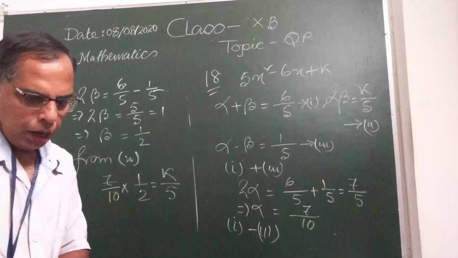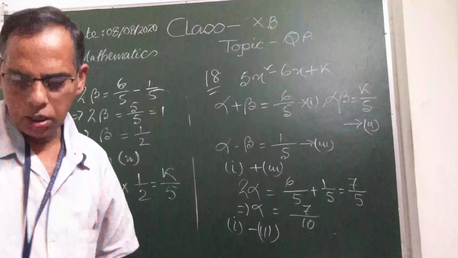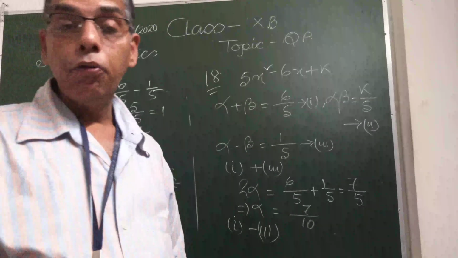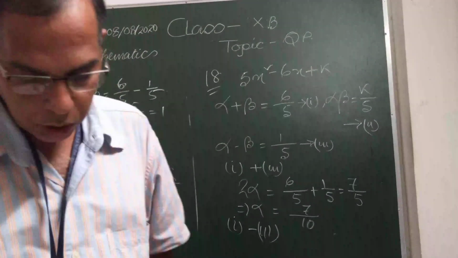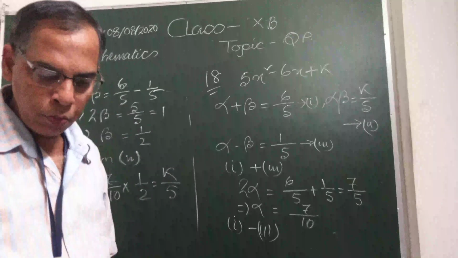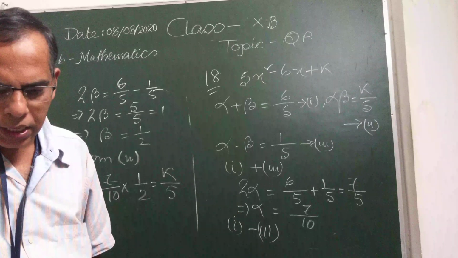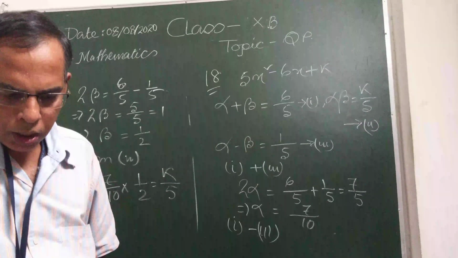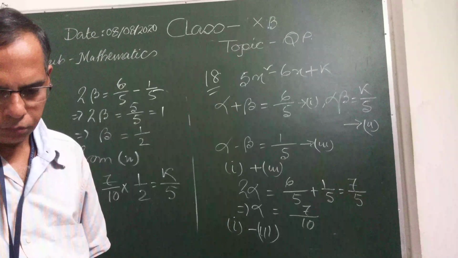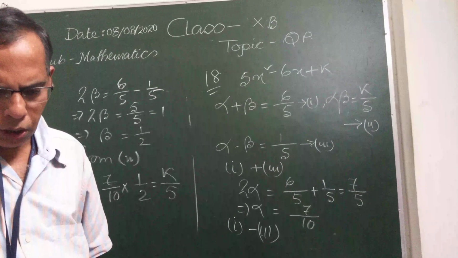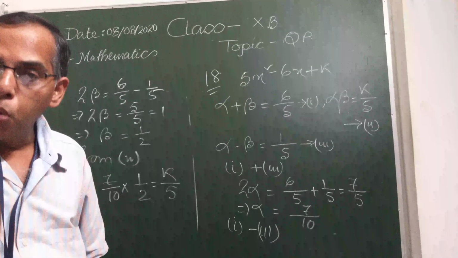Okay. Now the next two questions are very, very important for the perspective of your board exam. A train covered a certain distance, moving with a uniform speed. If the train had been 6 km per hour faster, it would have taken 4 hours less than the scheduled time. And if the train slowed down by 6 km per hour, it would have taken 6 hours more.